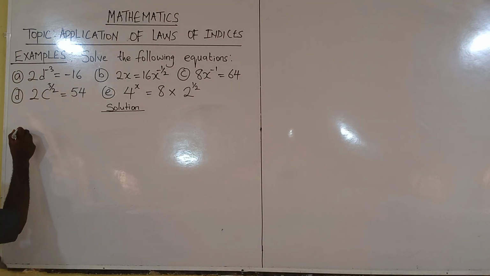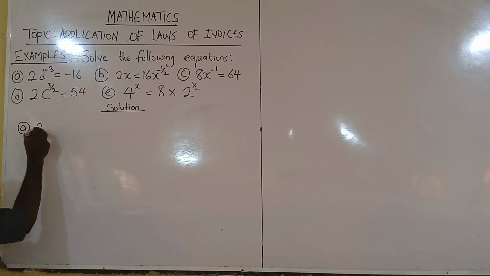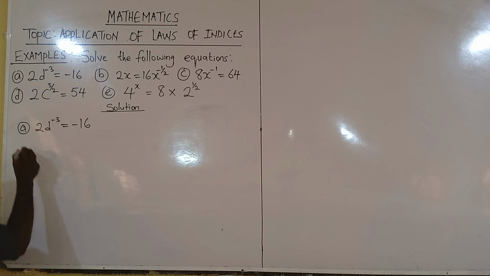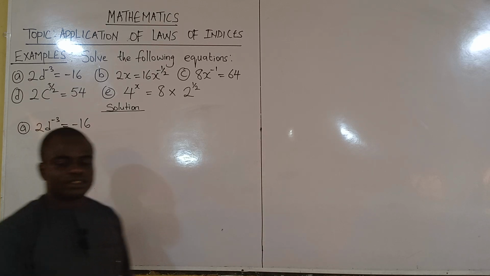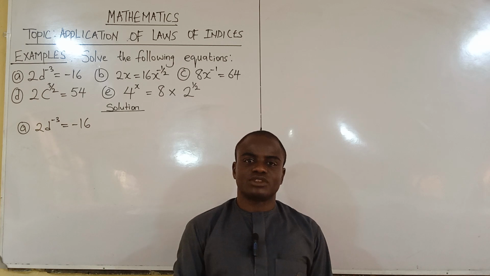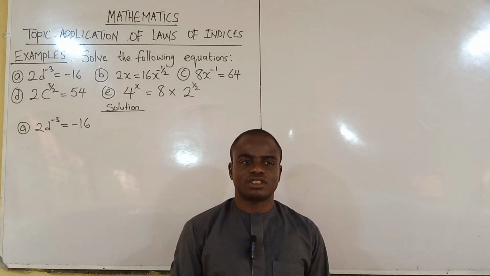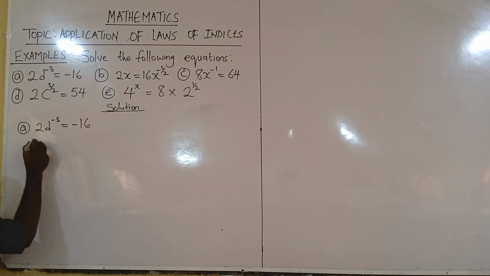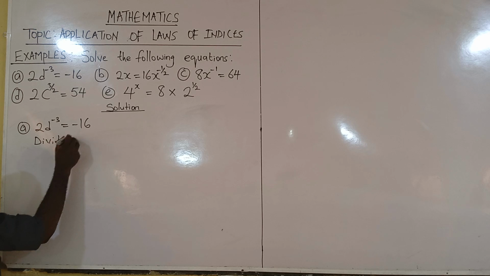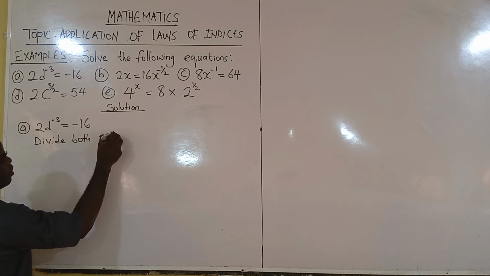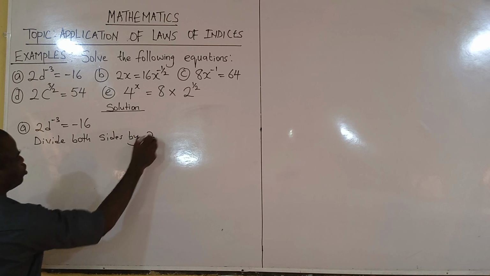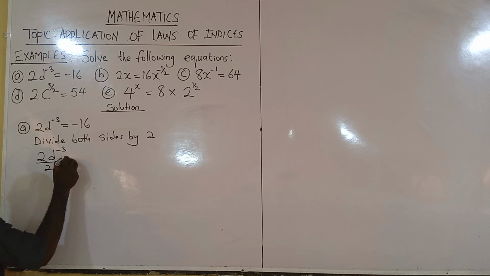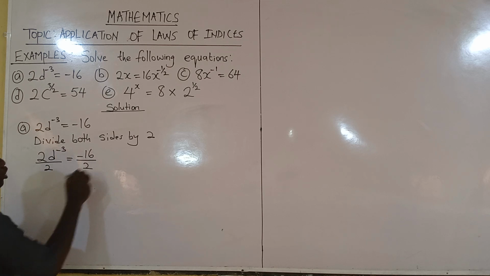Now let's start with the first one, A, which is 2d raised to the power minus 3 equals minus 16. The first thing to do when you see a problem like this is look at the coefficient of d raised to the power minus 3 and remove the coefficient. Here we have 2 as the coefficient of d raised to the power minus 3. You have to divide both sides by 2.